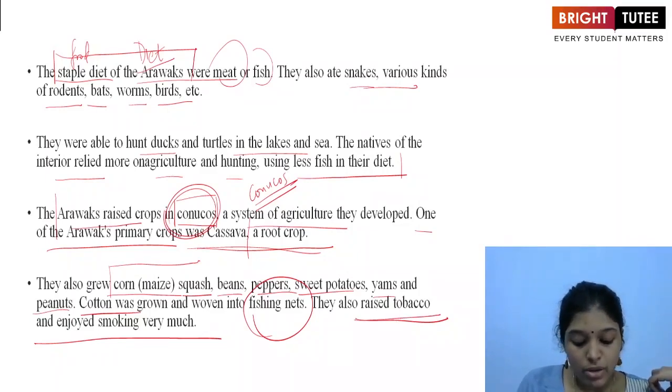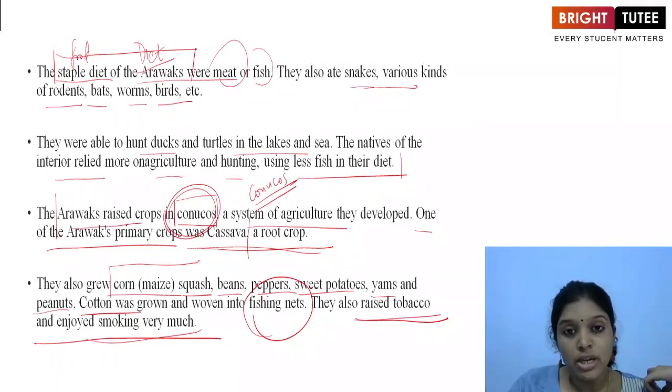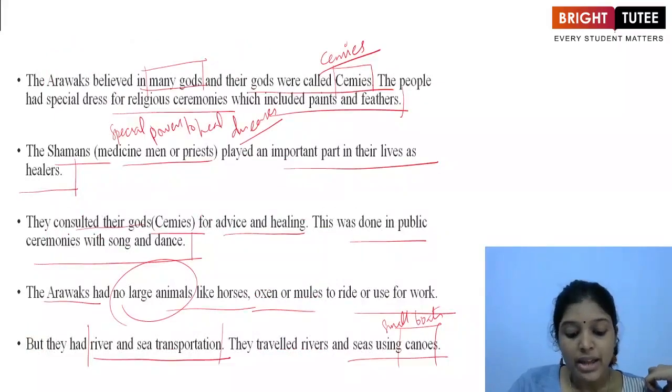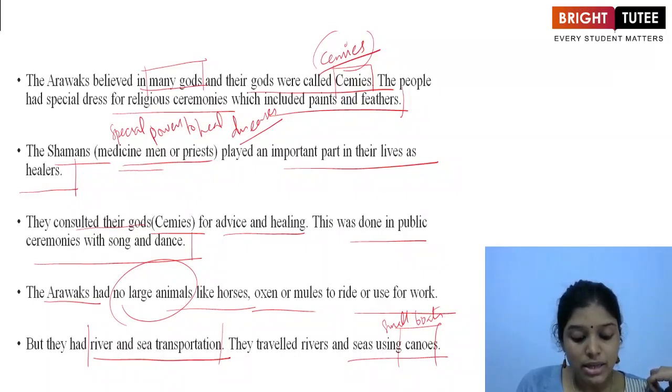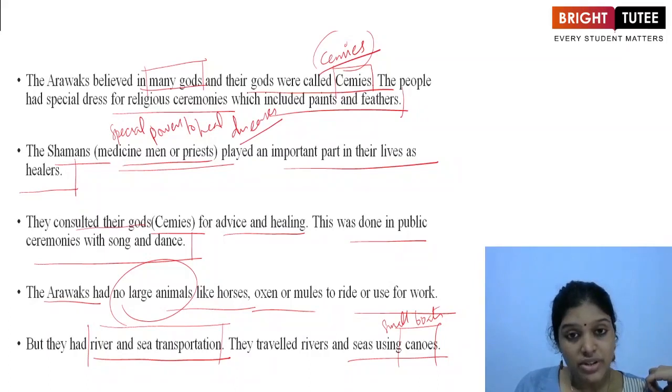And then the raising of tobacco and how they enjoyed smoking very much, and their beliefs and customs, like they believed in many gods, and their gods were called zemis, and the shamans, that is the healers, played an important role in the lives of people, and they also depended on river and sea transportation using canoes.